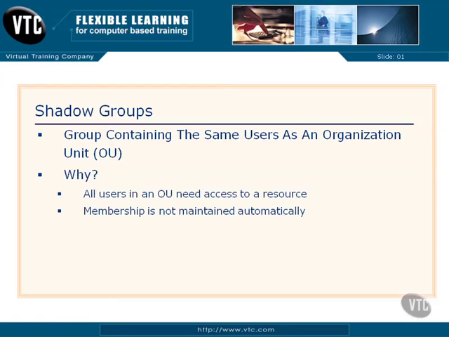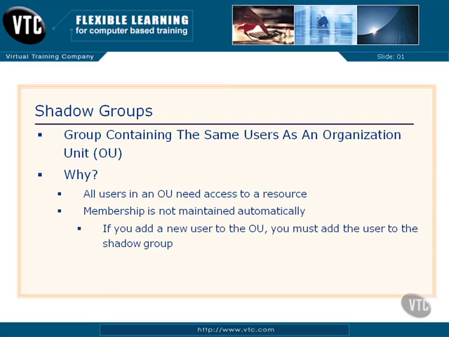Now, here's the rub right here. It's a Southern technical term, meaning here's the problem. Membership is not maintained automatically in the group or the OU, which means that if I add a new user to the OU, I have to then also manually add it to the shadow group. Now, let me give you a little hint here.